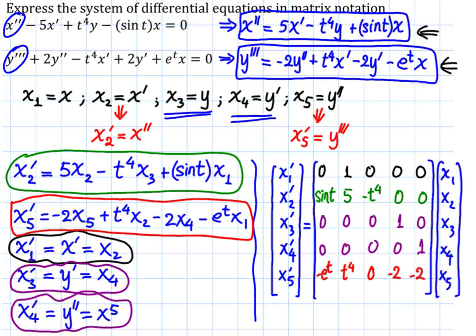And then on the right hand side, we calculate that, and we just have those two. We check the derivative to have the variable on the left hand side. So x double prime is x2 prime, and y triple prime is x5 prime. And after that, we have this system of equations. And then we can turn it into the matrix form.